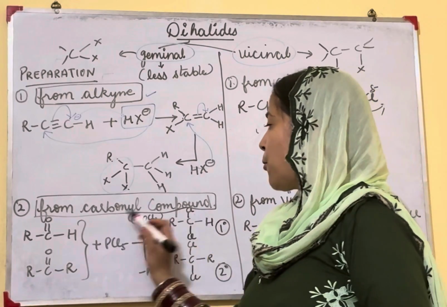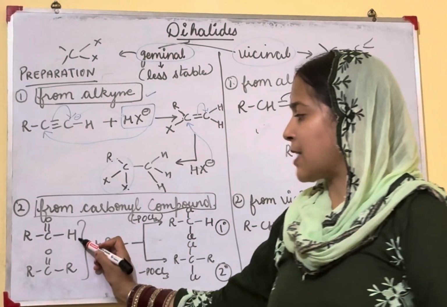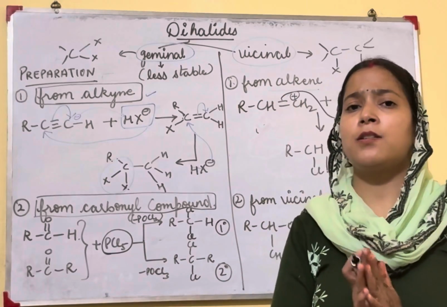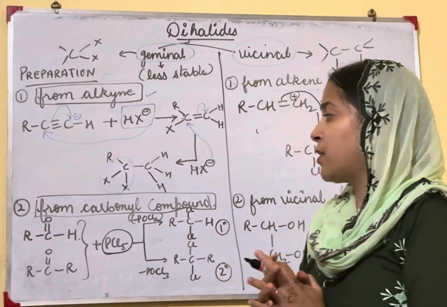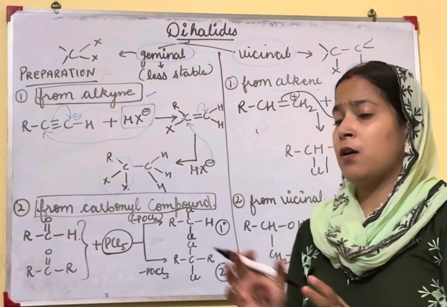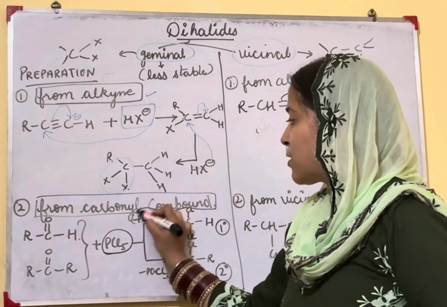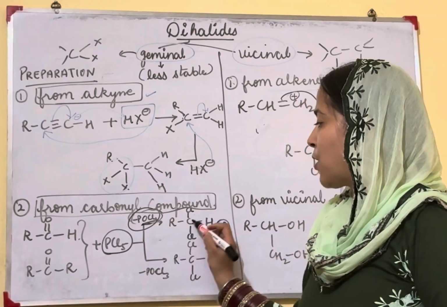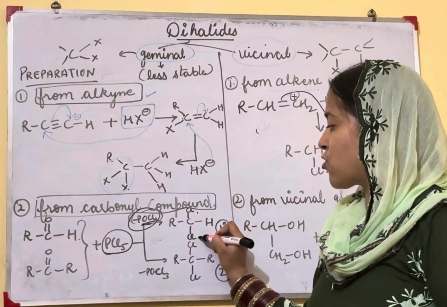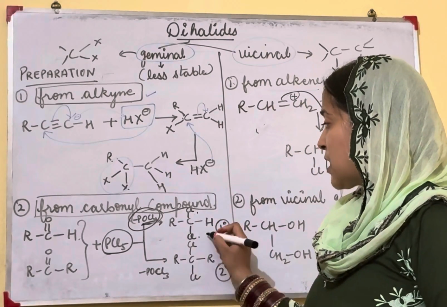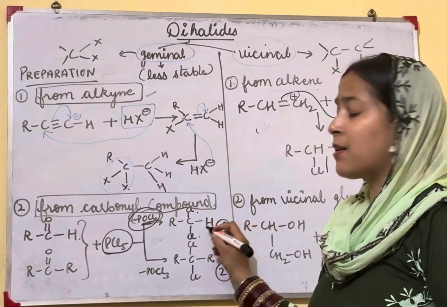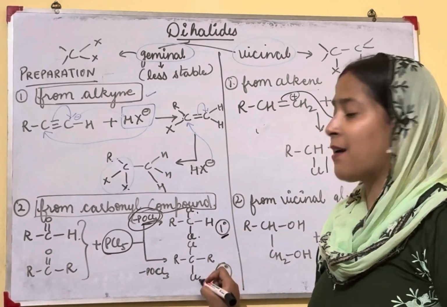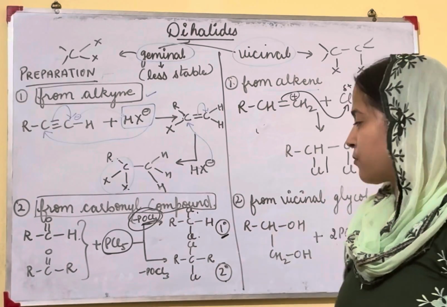Now from the carbonyl compounds, this is aldehyde and this is ketone. When it reacts with PCl5, we know that the reaction removes the group POCl3. After the removal of this POCl3, one chlorine is attached here and one chlorine is attached here. This will become primary, a terminal halide, and this is secondary, an internal halide.